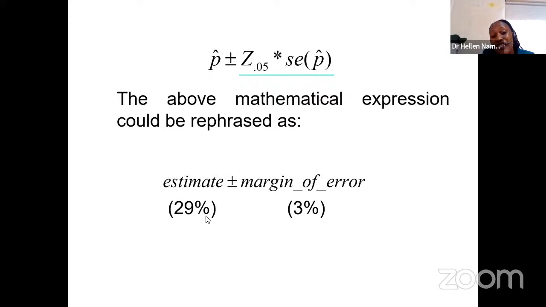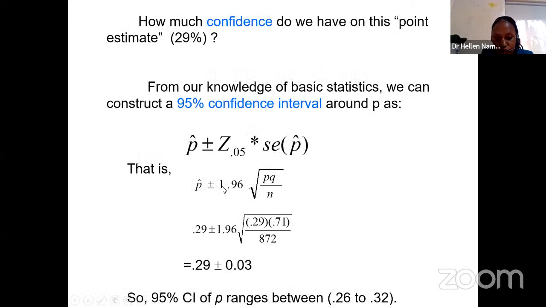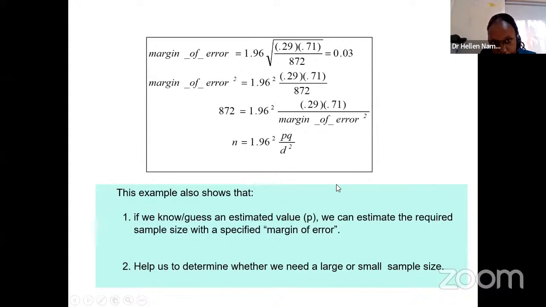So our estimate was 29%, and then plus or minus 3%. Whatever expression is after the plus or minus is what we call the margin of error. If I take you back briefly, the whole of this expression from 1.96 and the square root of this is what we refer to as the margin of error. So now we know what a margin of error is. We calculated that it was 0.03.